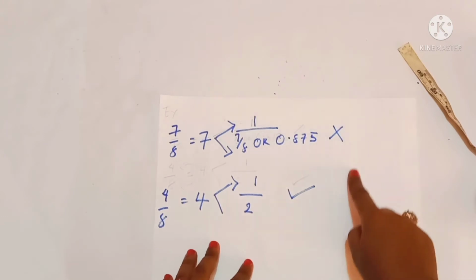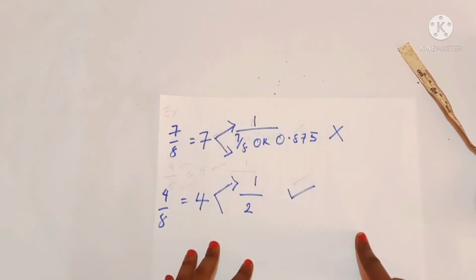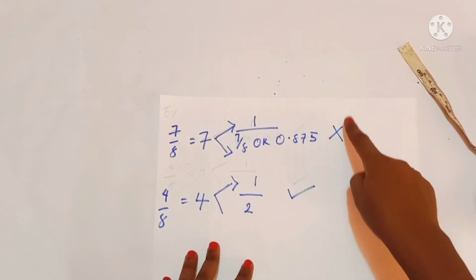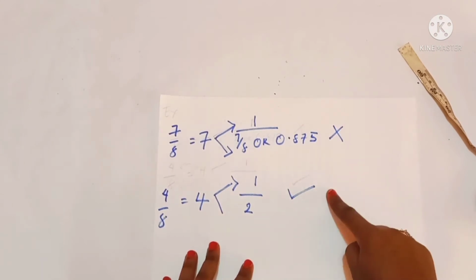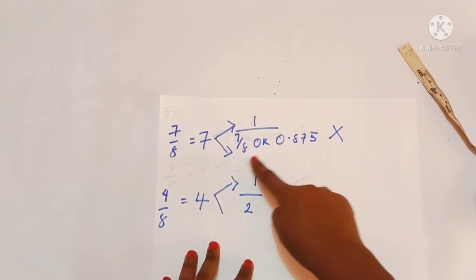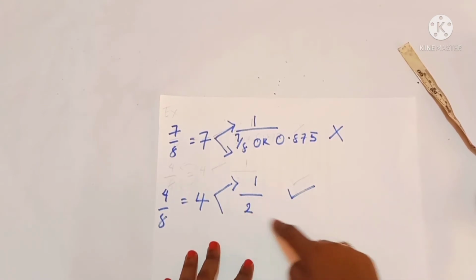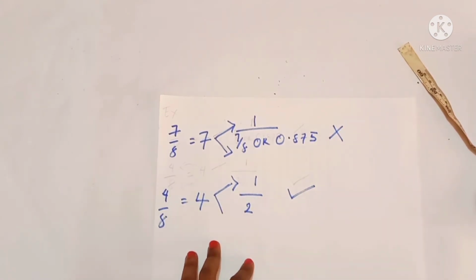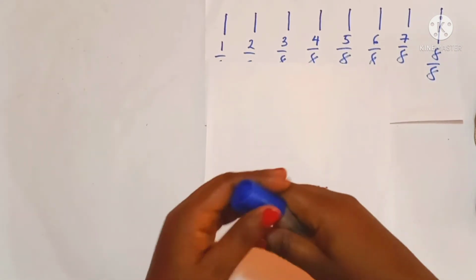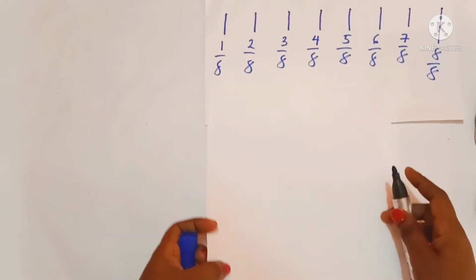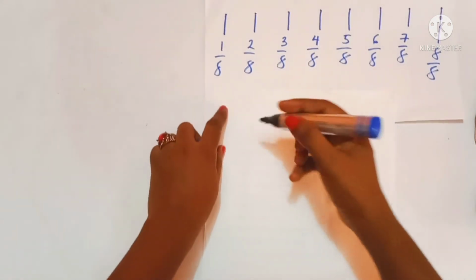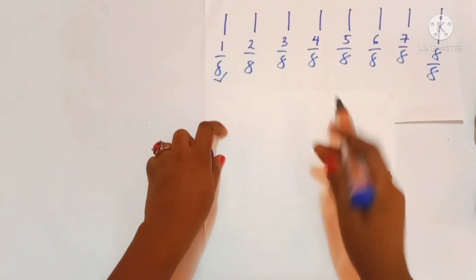This is what the second rule is all about. This is no, no, no, while this is yes. It mustn't have any fraction or decimal, unlike this, which is just 2 alone. Okay guys, now picking the first one, which is 1 over 8.